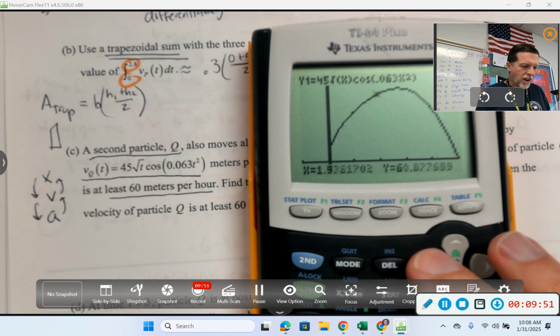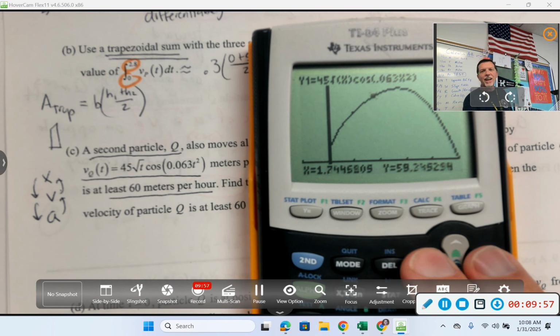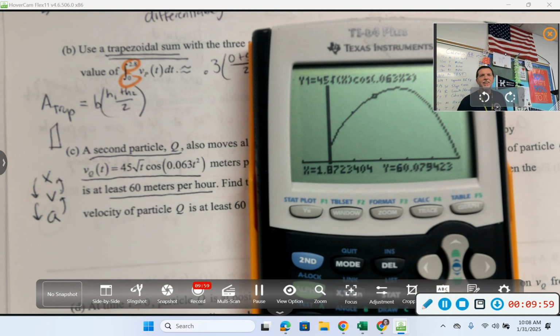So there's my picture of velocity, and I would like to know when it's more than 60. So I can trace, and that can kind of get me sort of close, but I don't want to be sort of close. So do you know how I can figure out exactly when y is 60 on the graph?